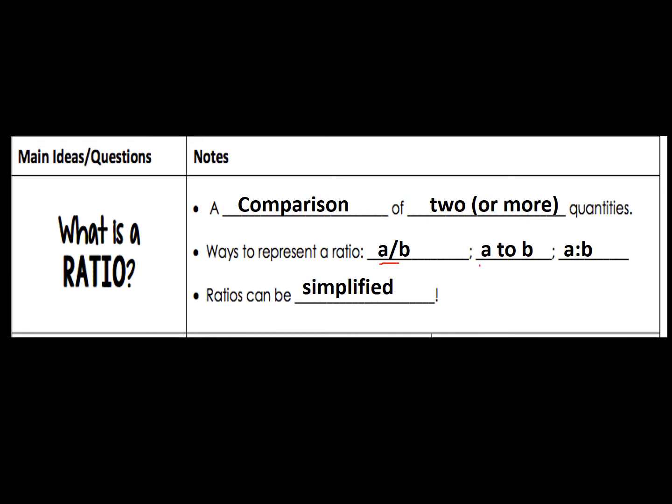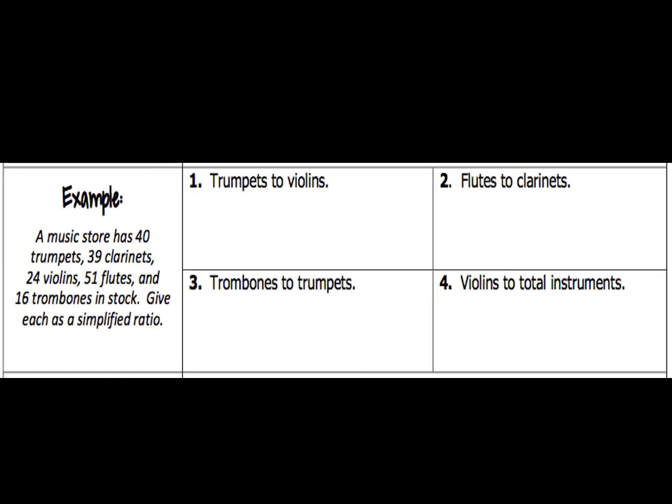We can also say A to B, and we can use A colon B, and all of this suggests it's a ratio. However, we must remember that ratios must be simplified. Here is our first example. It says a music store has 40 trumpets, 39 clarinets, 24 violins, 51 flutes, 16 trombones in stock. Give each as a simplified ratio.